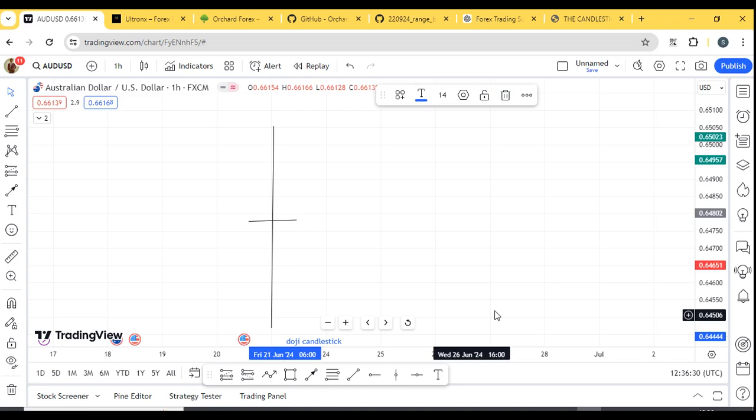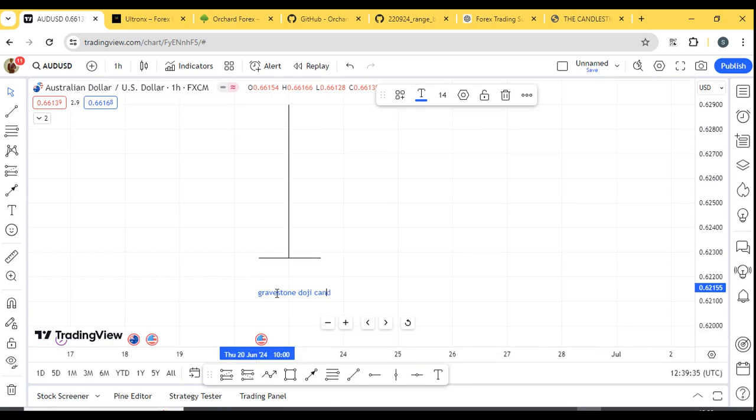You should take note that the open price and the close price are just at the low of the candlestick. So we call it the gravestone doji candlestick. This is what we call the gravestone doji candlestick. So let's move to the next one.